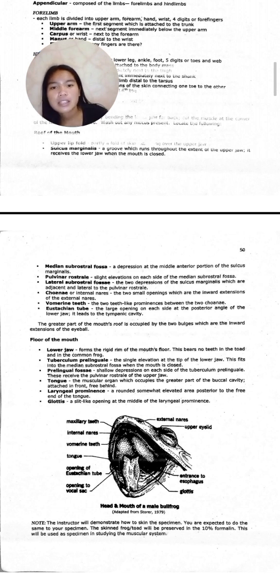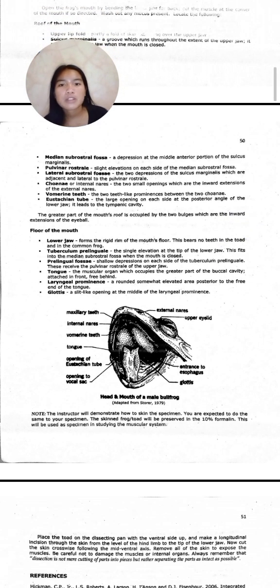Next is median subrostral fossa. Three pits are situated at the tip of the upper jaw just near the premaxillary teeth, called fossae. The middle one is larger and is called median subrostral fossa, while the other two are smaller and are called lateral subrostral fossae.